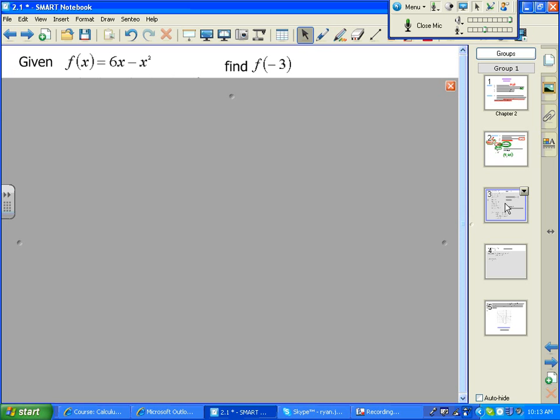Let's move on. Here's where I want you guys to do a little bit of work for me, please. I've given you a function there of 6x minus x squared, and I would like you to find f of negative 3 for me, please. So if you would just do that on some scrap paper, that would be great.